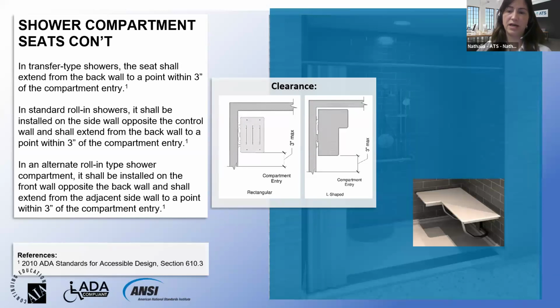In the transfer type, the seat shall extend to a point within 3 inches of the entry. In the standard rolling shower, it shall be installed on the side wall opposite to the control wall, and same, it should extend from the back wall to a point within 3 inches of the entry. And in the alternate rolling shower, it shall be installed on the front wall opposite the back wall, and again extend from the adjacent side wall to a point within 3 inches of the shower entry.